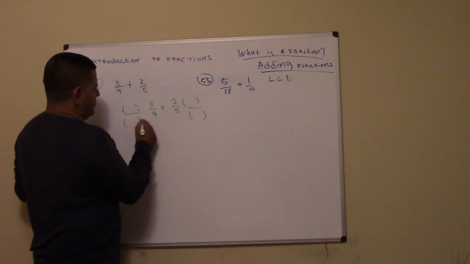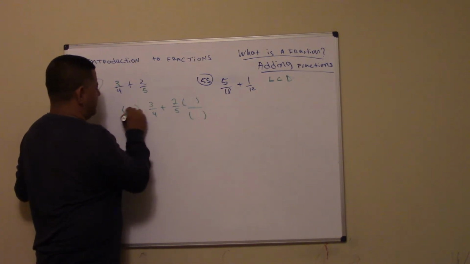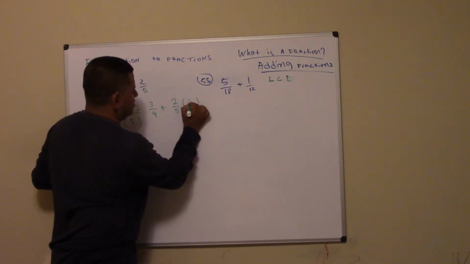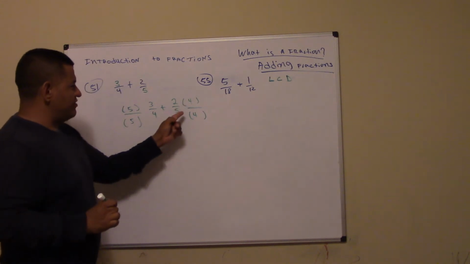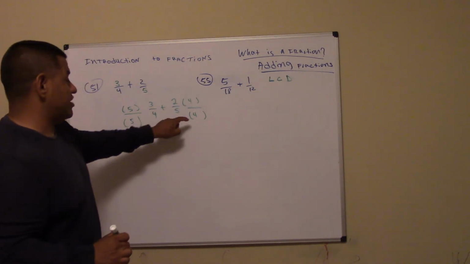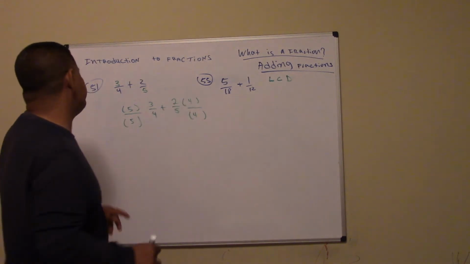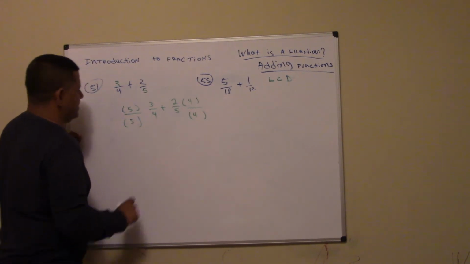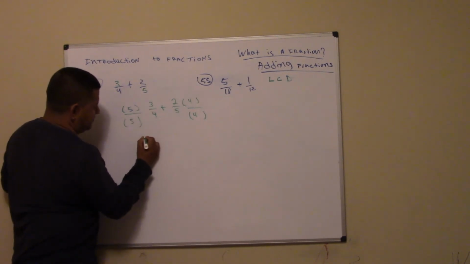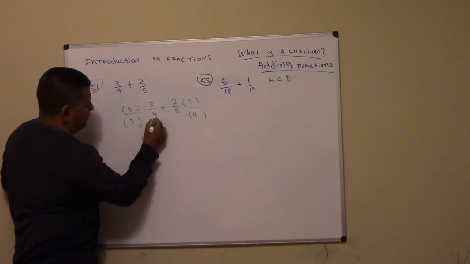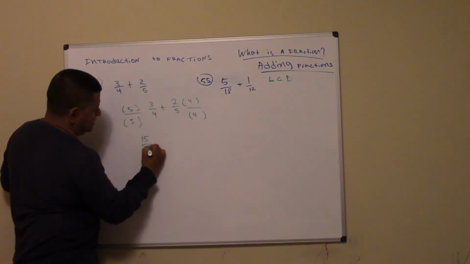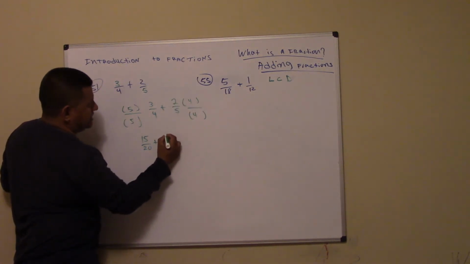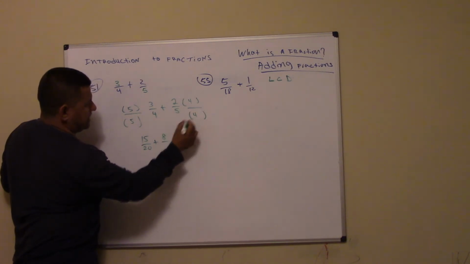So in this case, I'm going to have 5 right here, and 4 right here. Remember, whatever you do to the top, you have to do to the bottom. Whatever you do to the bottom, you have to do to the top. Now let's multiply these numbers. 5 times 3 is 15, and 5 times 4 is 20. Plus 2 times 4 is equal to 8, and 5 times 4 is 20.